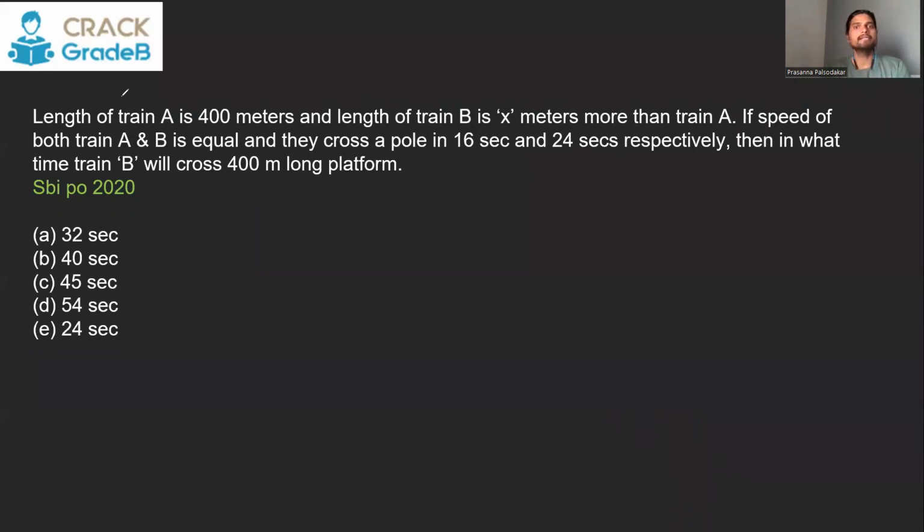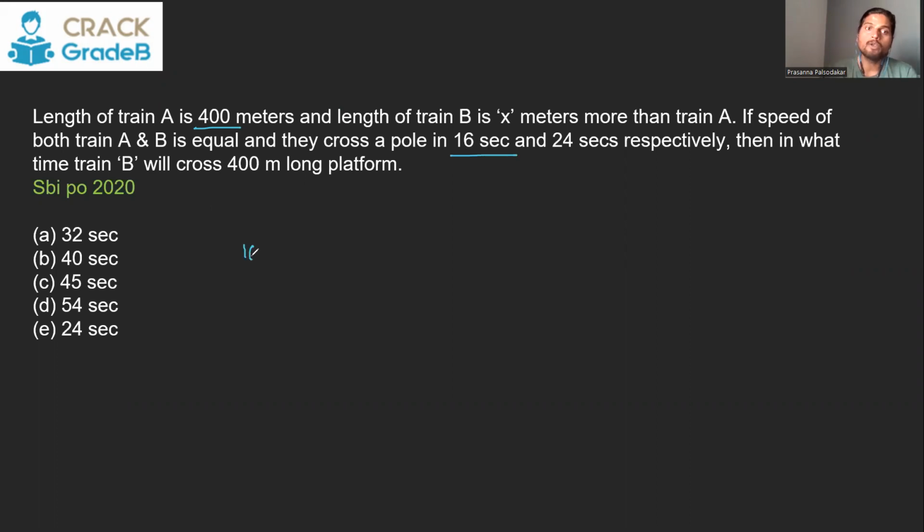Length of train A is 400 meters and length of train B is x meters more than train A. If the speeds of train A and B are equal, and they cross a pole in 16 seconds and 24 seconds respectively. So first of all, train A having length 400 takes 16 seconds to cross a pole.